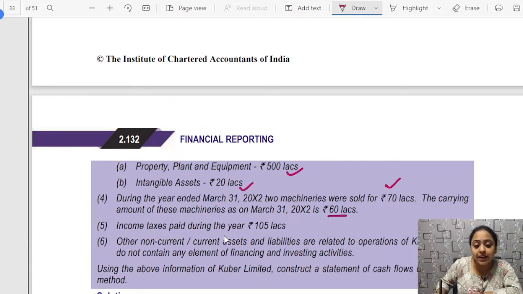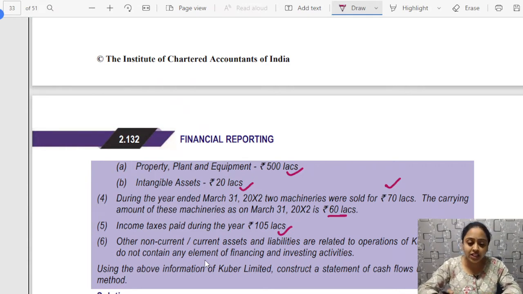Income tax paid during the year is 105. So you have profit after tax. To make it profit before tax, you can add back such taxes. Okay, 105. Other non-current or current assets and liabilities are related to operations of Kuber Limited and do not contain any element of financing or investing activity. So remaining elements are to be included as per the operating. You do not need to make any changes.